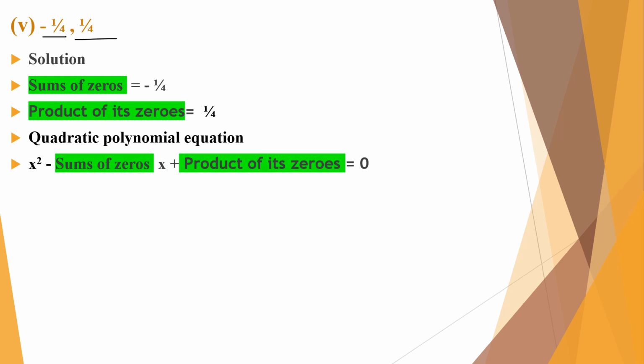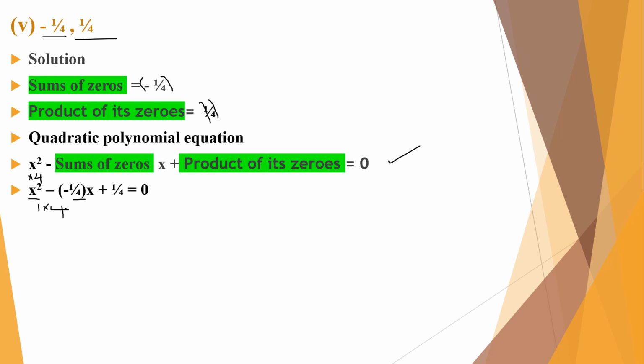Now the quadratic polynomial equation. x square minus sum of its zeros into x plus product of its zeros equal to 0. Substitute, instead of sum of its zeros, we are going to substitute minus 1 by 4. Product of its zeros, we are going to substitute 1 by 4. Now we are going to take the LCM. What is the LCM? 4. Here the denominator is 1, so multiply both the numerator and denominator with 4.